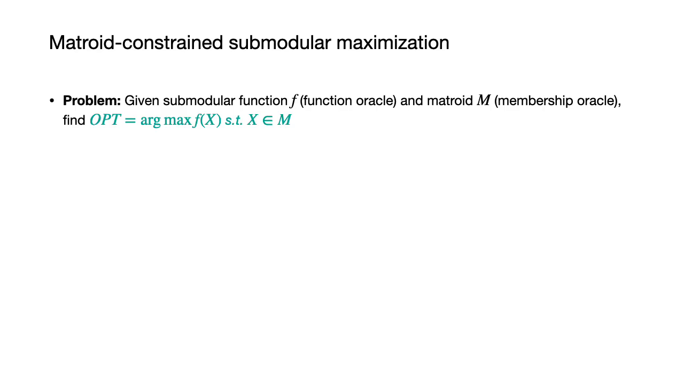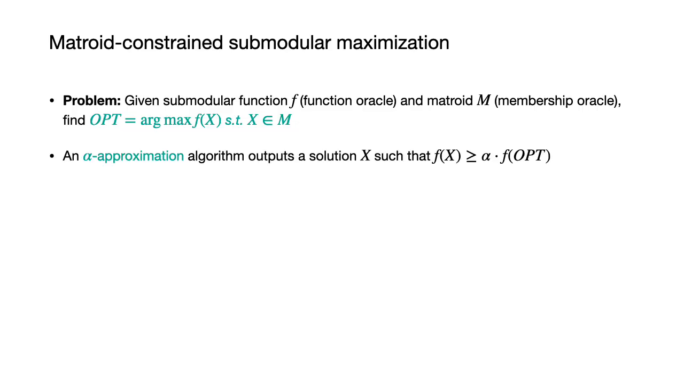In the problem of Matroid constraint submodular maximization, we are given a submodular function as a function oracle, which takes as input a subset and outputs the value of that subset, and a membership oracle for the Matroid, which takes as input a subset and tells whether that subset belongs to the Matroid. The goal is to find the subset in the Matroid that maximizes the function value. We denote the optimal subset by opt. This problem is NP-hard, so we need to resort to approximation algorithms.